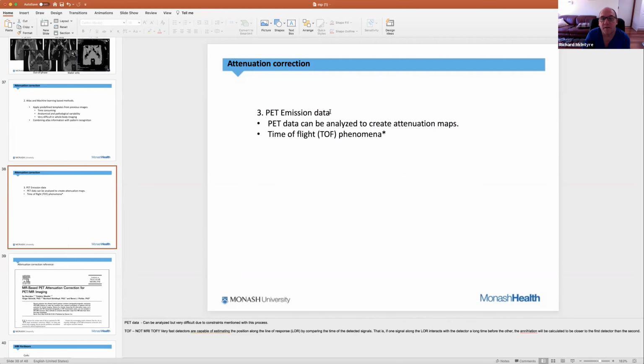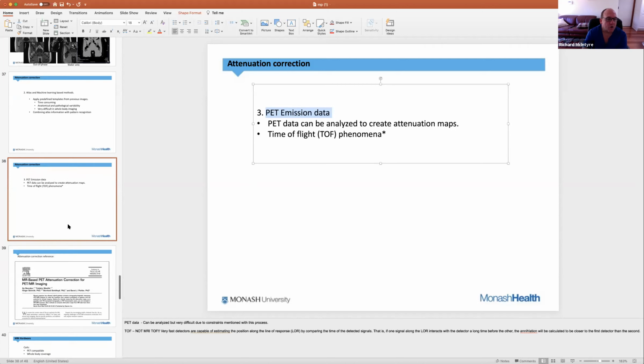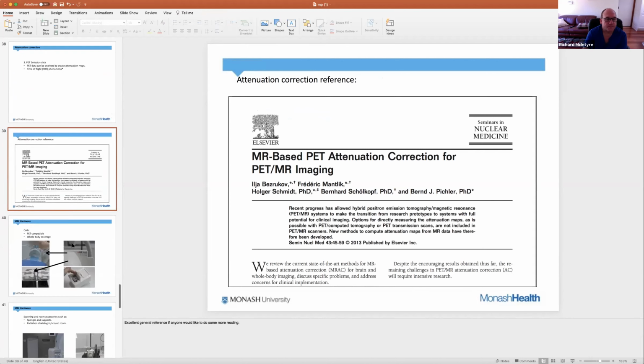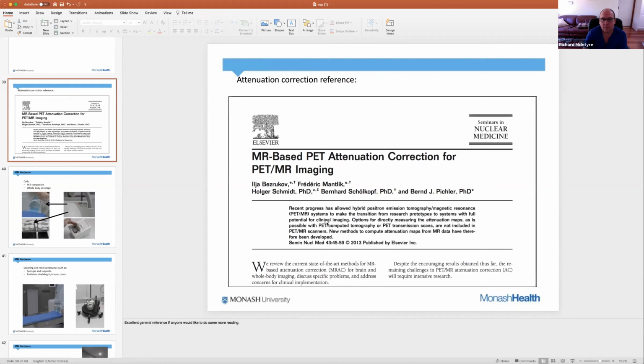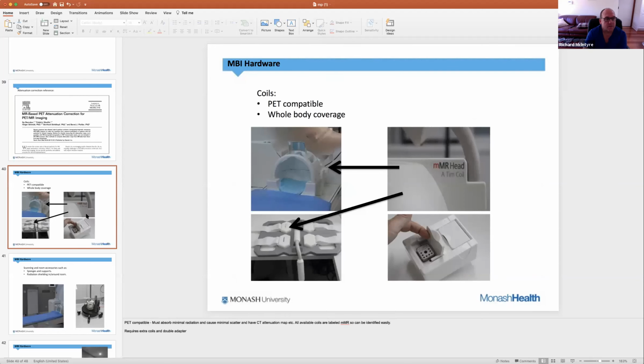And you can also get PET emission data. So you can put PET sources inside while you're scanning the patient. And if you know exactly what PET sources you've got and the radiation coming from the PET sources, then you can deduce how much attenuation is happening. So there are the three main things to help get attenuation correction. And that article might be good to read when you're studying, even just the front page or the introduction, to give you a couple of pointers.